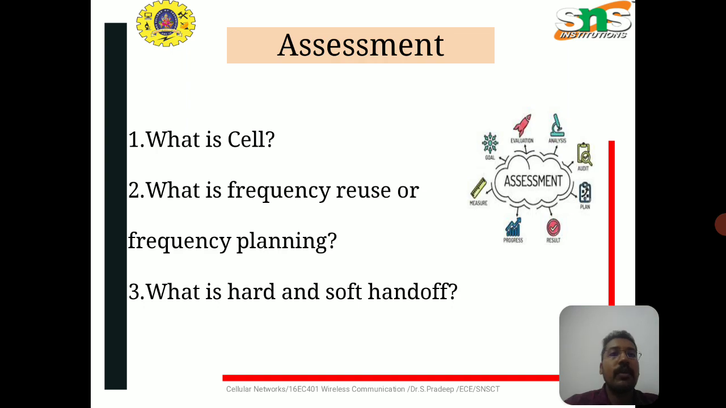Assessment. What is a cell? What is frequency reuse or frequency planning? What is hard and soft handoff?